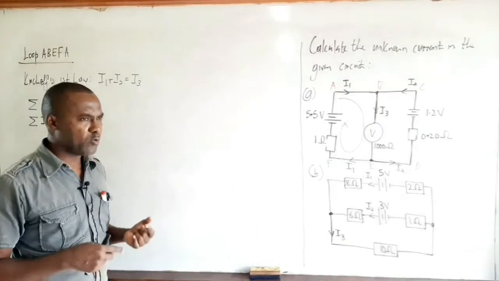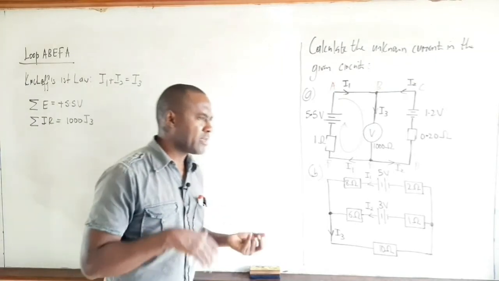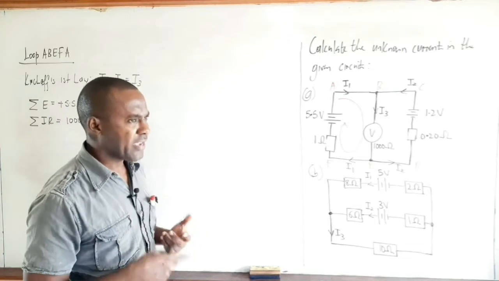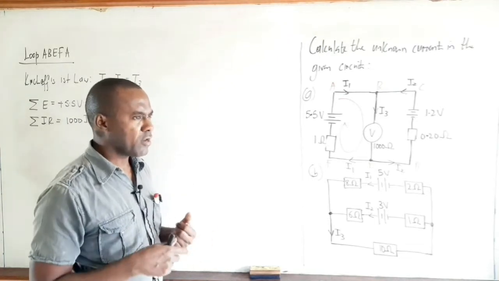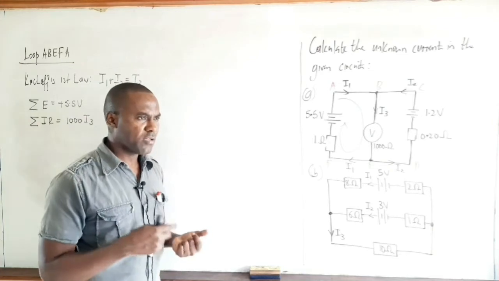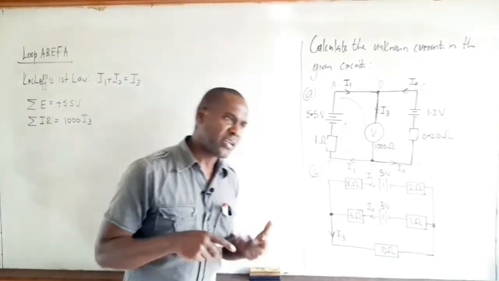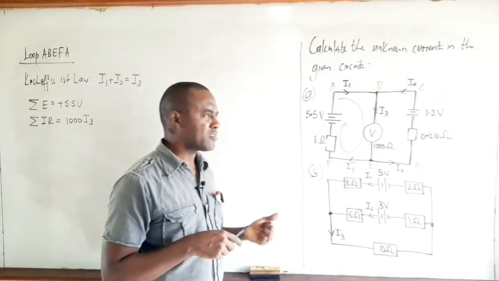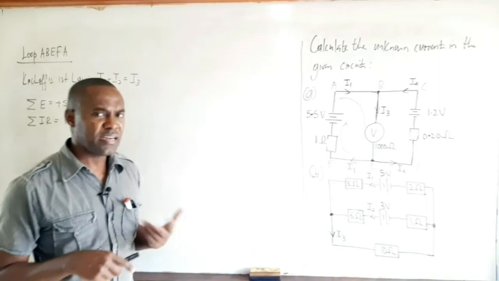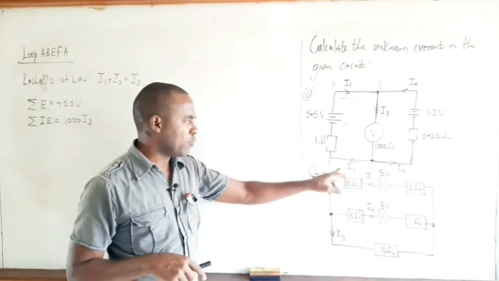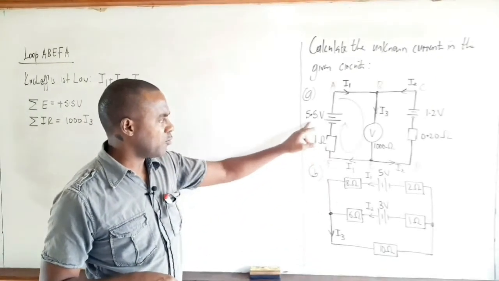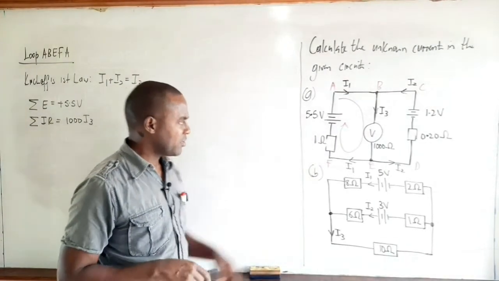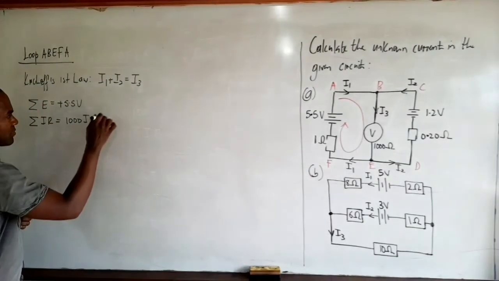So whenever we're traversing a loop, if the current is flowing in the direction that we're traversing the loop in, then it will be treated as being positive, and any resistor through which that current is flowing will have a positive PD. However, if the current flows in the opposite direction to that in which you're traversing the loop, it will be treated as being negative, and therefore any resistor through which it flows will be taken as having a negative PD. So in this case, the current I1 flows in the same direction that we're traversing the loop through the 1 ohm resistor, and the PD across the 1 ohm will be treated as being positive. So therefore this gives us plus I1.